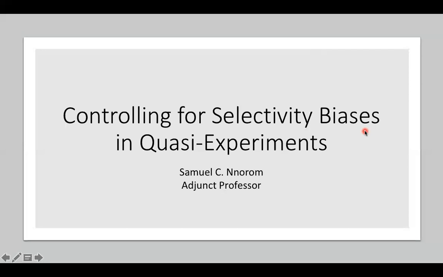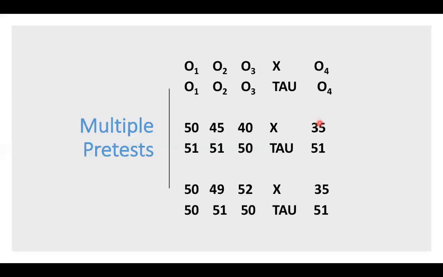I would assume in this lecture that you have a strong understanding of the threats to internal validity and also other things that happen in a quasi-experiment, specifically the introductory part of it. So I'm just going to go into some of the things researchers do to control for selectivity biases and more or less make their quasi-experimental designs almost as good as an RCT or even better sometimes. So the first thing I want to talk about today is multiple pretests.